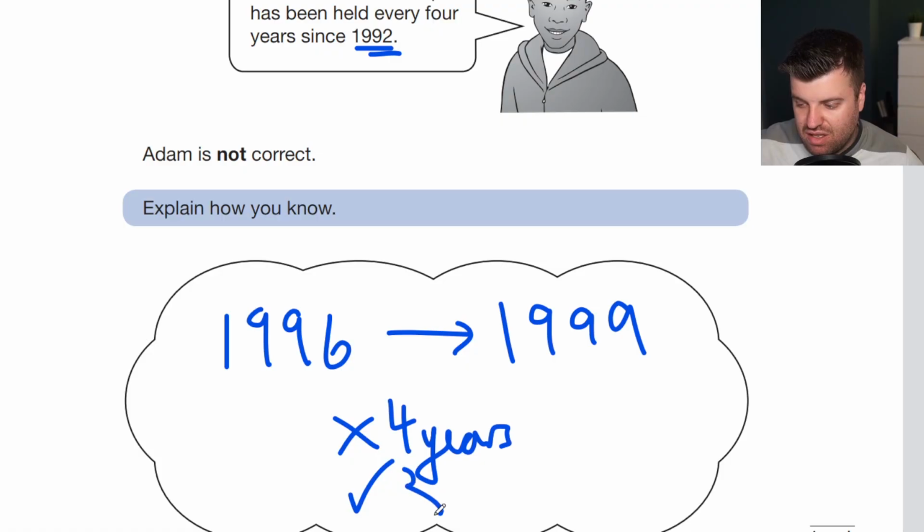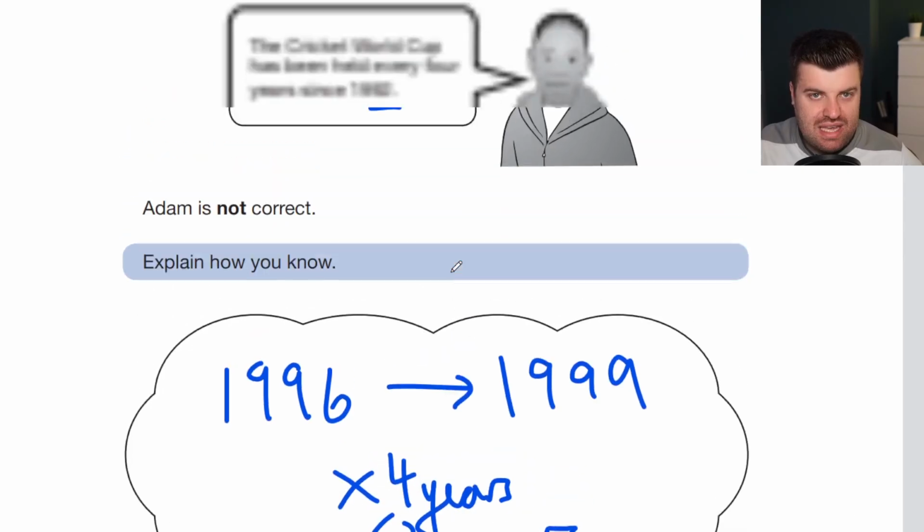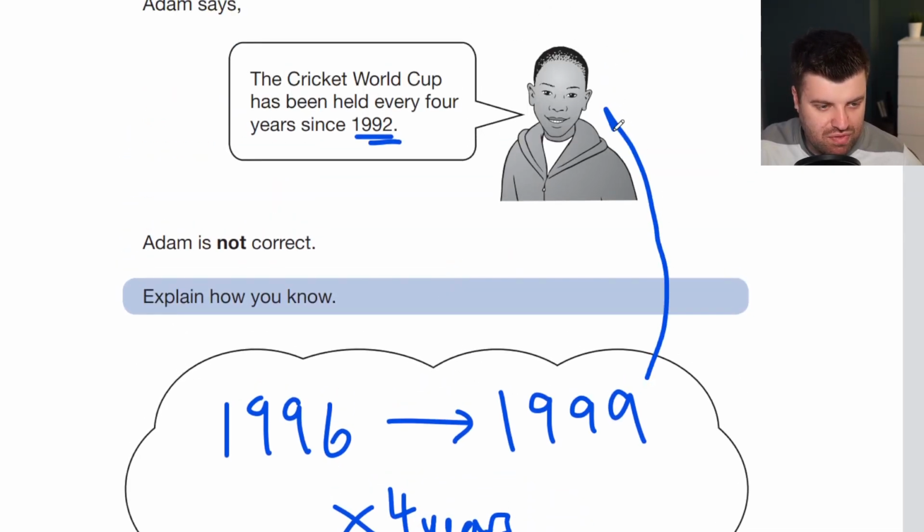It is 3 years. Now, I'm writing this rushed, scruffy, you get the gist. You'd have to write that in a sentence. 1996 to 1999 is not 4 years, it is 3 years. It's about providing proof for what he said being wrong.